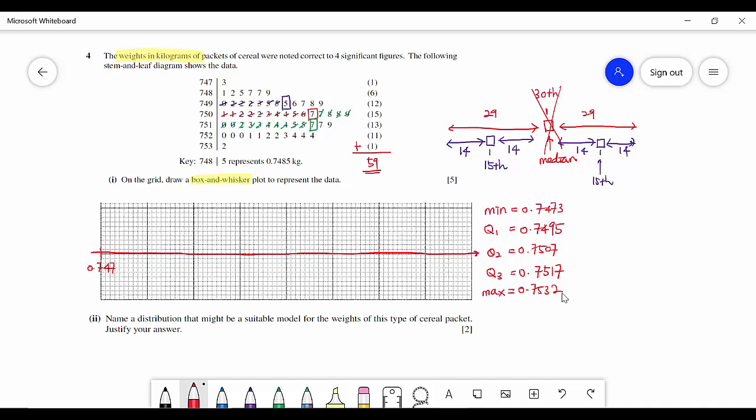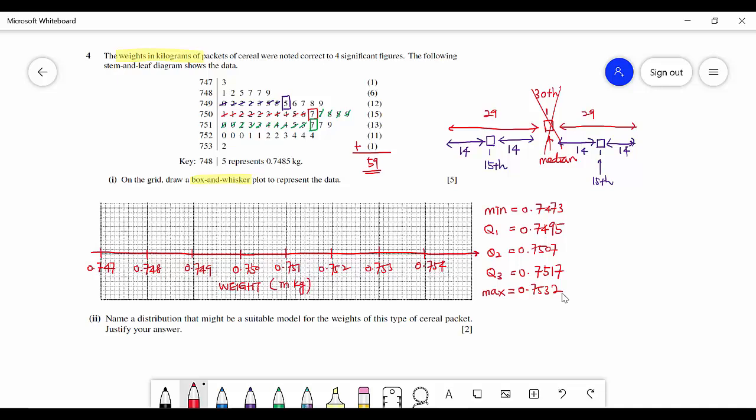So this one is 0.747. Then 0.748, 9, 10. Maybe you can make it like this: 0.748, 0.749, 0.750, 0.751, 0.752, 0.753, 0.754. So you draw out the scale and also label the x-axis. This is the weight in kilograms. You can just write it in a simple way. This is the weight in kilograms.